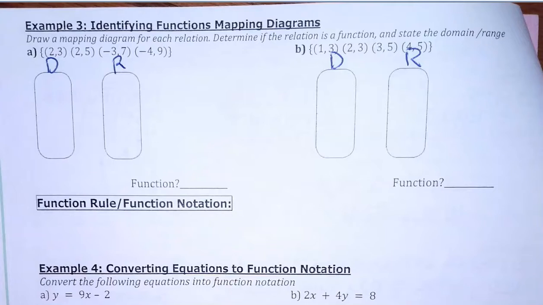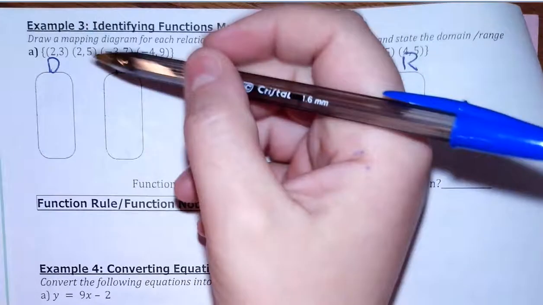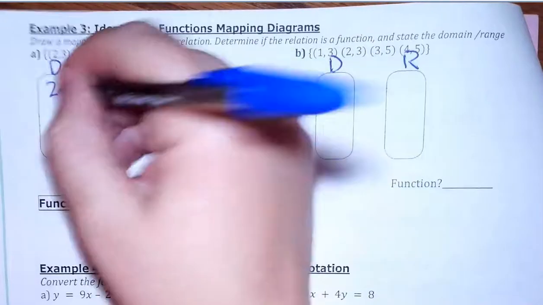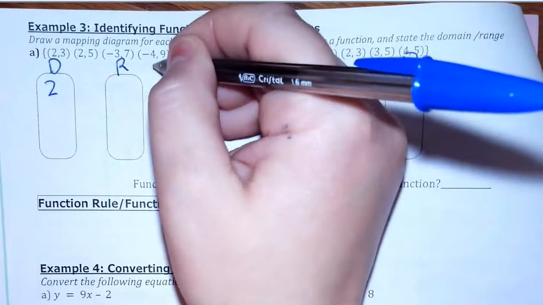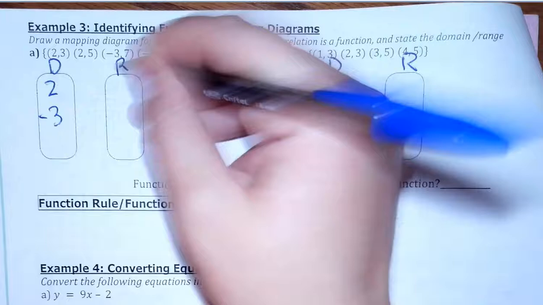You're going to list the domain values in the first box, and you're going to list the range values in the second box. Remember, if anything repeats, you only have to write it once. So I'm going to write my x values here. I've got 2 again, so I don't have to write it a second time, -3, -4.